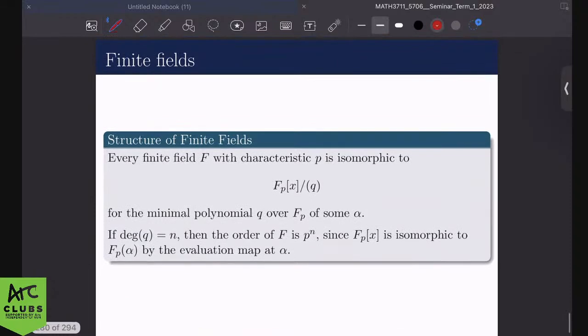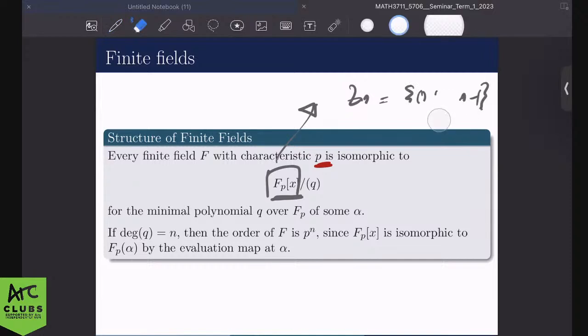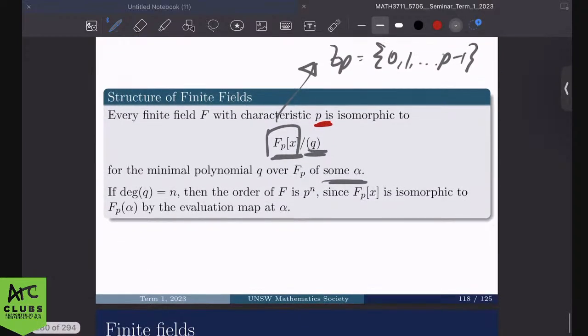So every finite field F with characteristic p can be written as isomorphic to the set of polynomials with F_p, remember the Z_p thing that we said before, so 0, 1, down to p minus 1, the set of polynomials with these things as coefficients, quotiented over the ideal generated by q, where q is a minimal polynomial for some alpha. Okay?